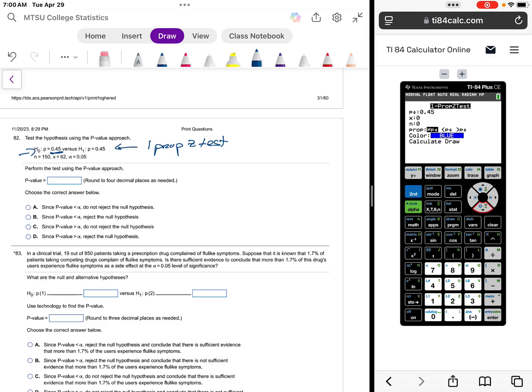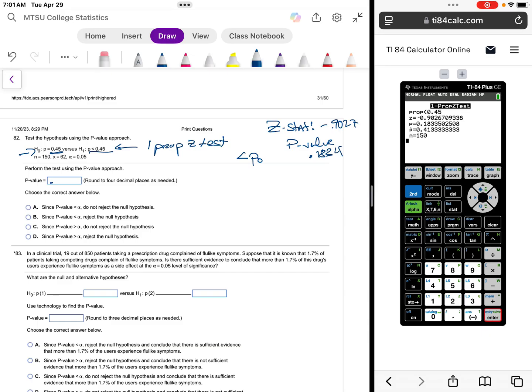They tell me x is 62, and 150 is the n. And we are doing a less than. So I need to go over to less than the null, which is what that's saying. So I'm choosing a less than, as we said in the null hypothesis. And go down to calculate, and I see my z-statistic, which is negative 0.9027. But the key thing I want to look at is the p-value. The p-value is 0.1834. And then we're supposed to compare that to 0.05.